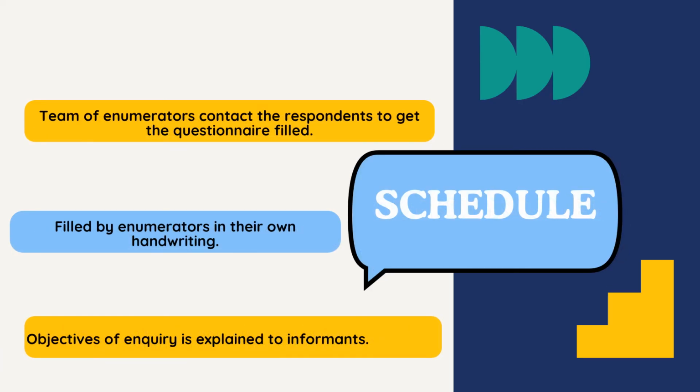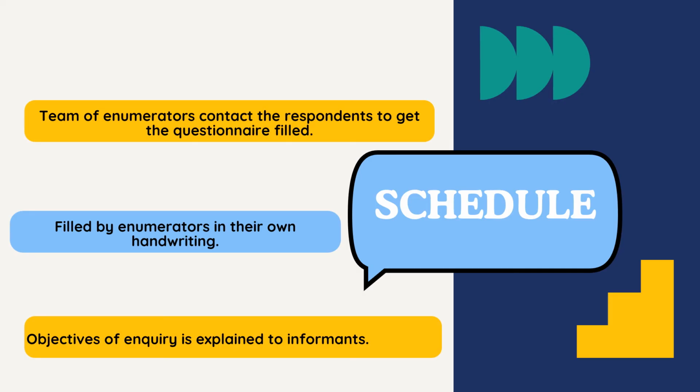The last method is the schedule. In the case of schedule, you have a team of enumerators who contact the respondent to get the questionnaire filled. In the previous method, which was questionnaire, there is no mediator between the informants and the investigator. Informant has to analyze the questionnaire, and fill the answer according to themselves. But in schedule, you have a mediator, which is called enumerator, who contacts the respondent and gets the questionnaire filled in his own handwriting.